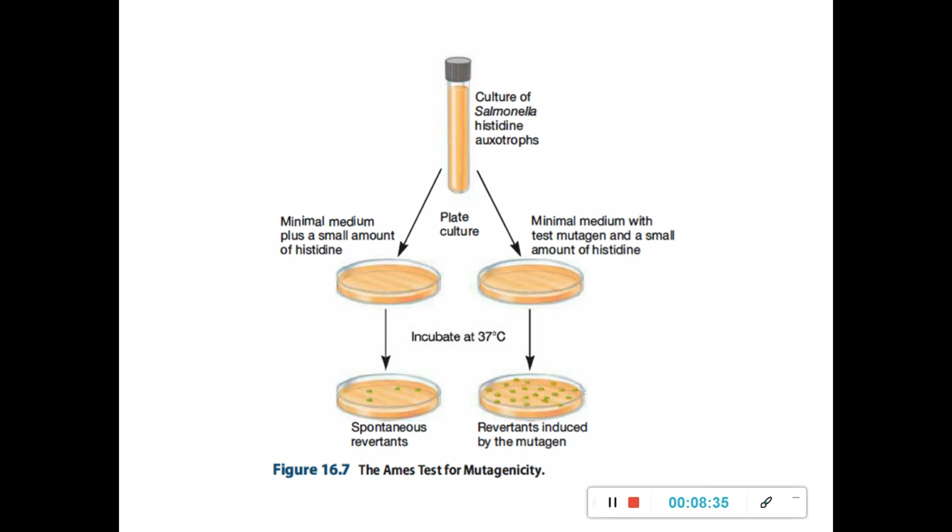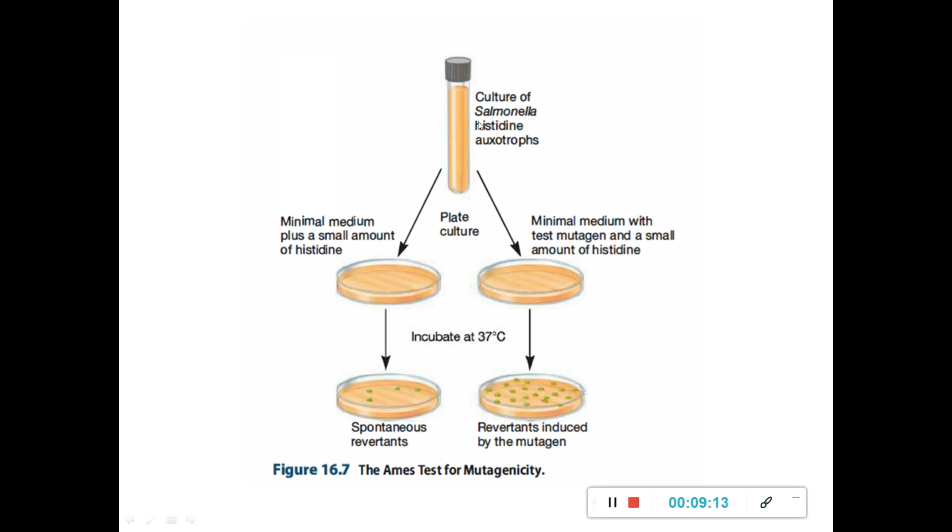So, you take two different plates and onto both plates you plate the Salmonella auxotroph. But in one culture plate, the test mutagen has also been inoculated along with the culture, and we have used a small amount of histidine. We mentioned the reason earlier: it is mainly to ensure that DNA replication and bacterial growth are permitted to some extent at least. Then you incubate it at 37 degrees centigrade, and what happens?